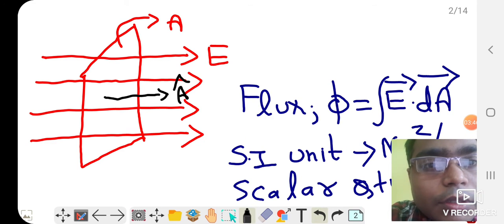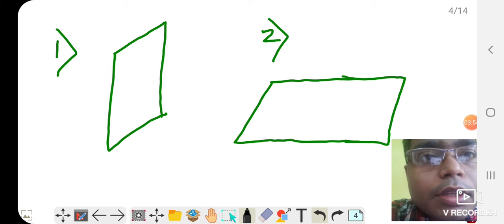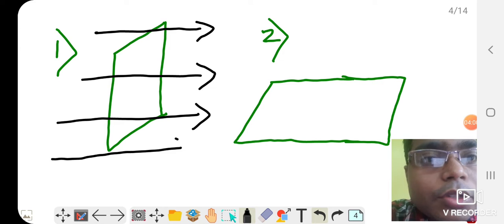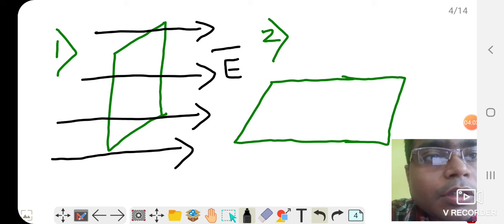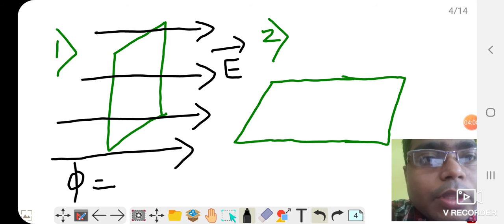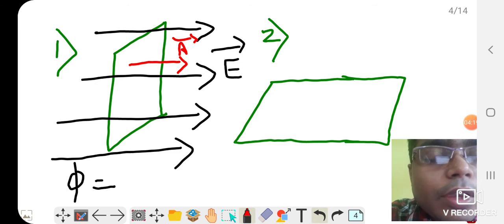So let us try to discuss flux in detail for various types of surface. You can see the first surface is given, say the electric field lines are directed like this. These are the direction of the electric field. Now how much will be the flux we are going to get here? So what will be the direction of the area vector? The direction is perpendicular, so this is the direction of the area vector, right? So you can see that both the direction of area vector and electric field are in the same direction, so the angle between them will be 0.